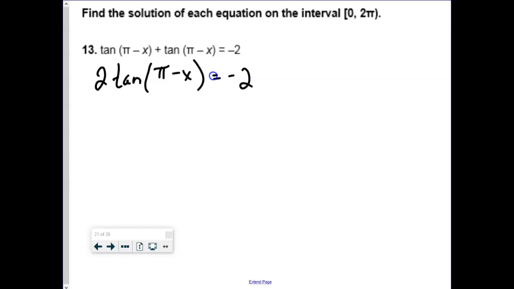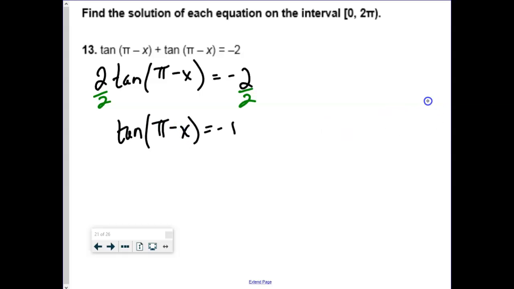Think of this like an equation. Make your life easier. Do you see a coefficient of 2? So we divide by it? Probably. Get it out of there. So now I see tangent of pi minus x equals -1.